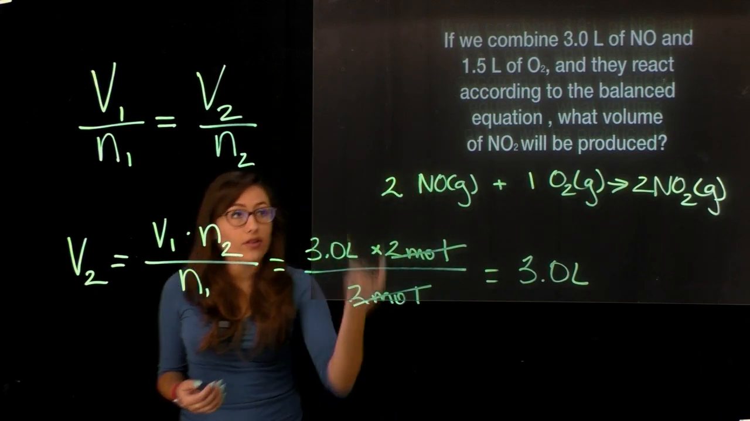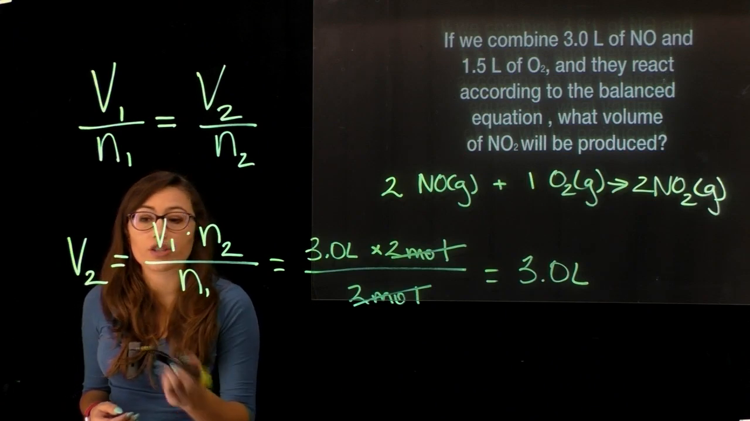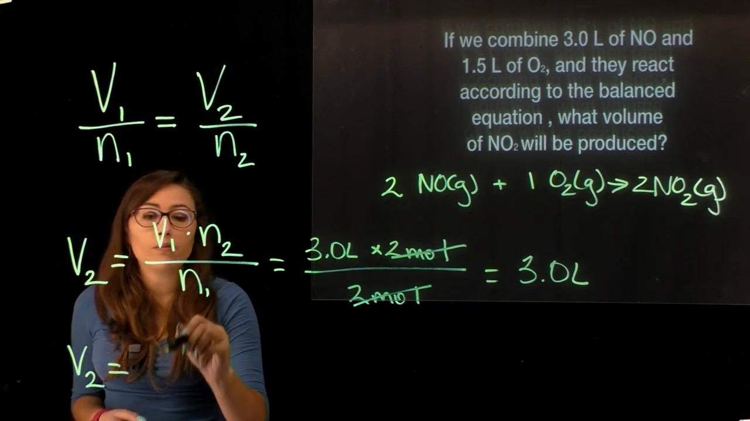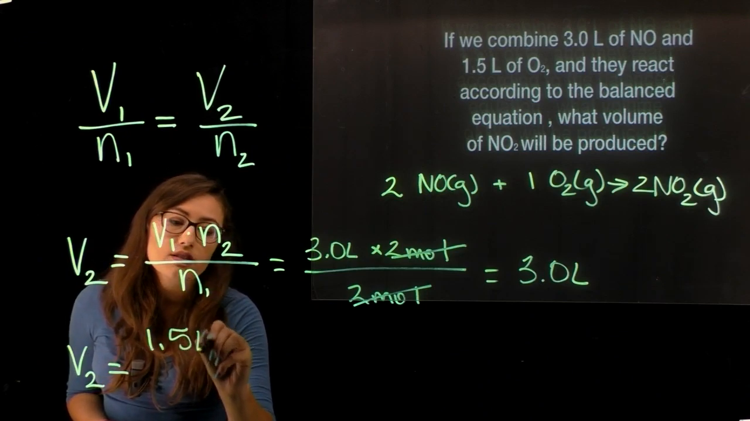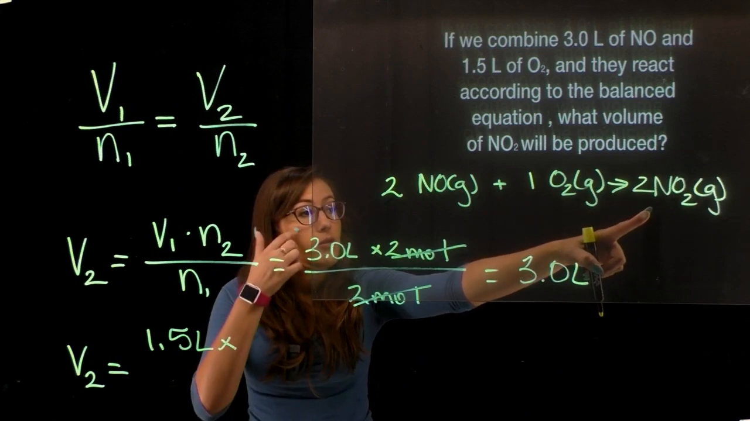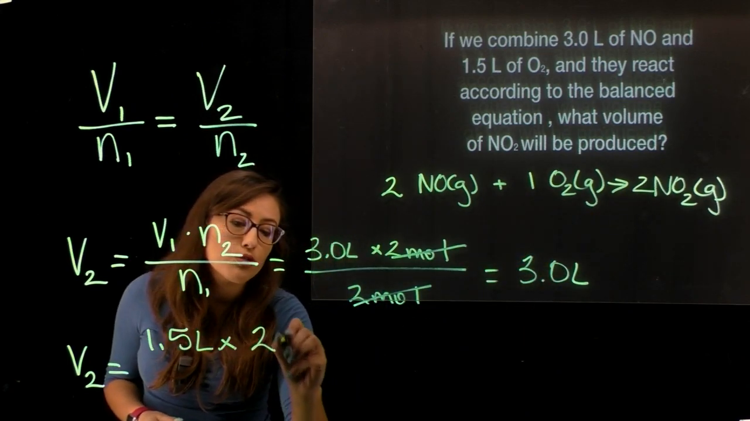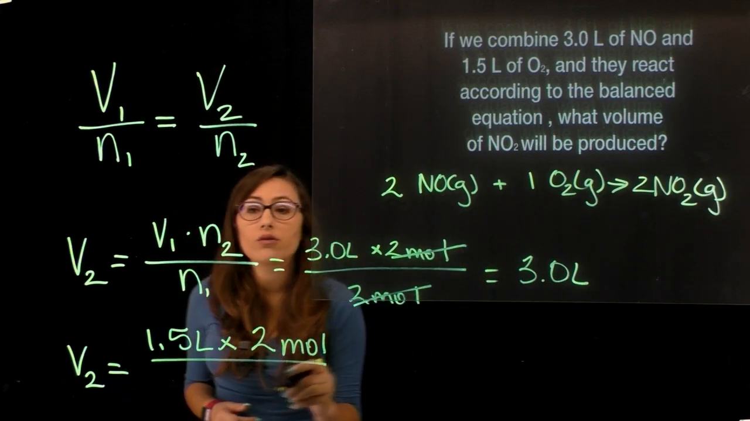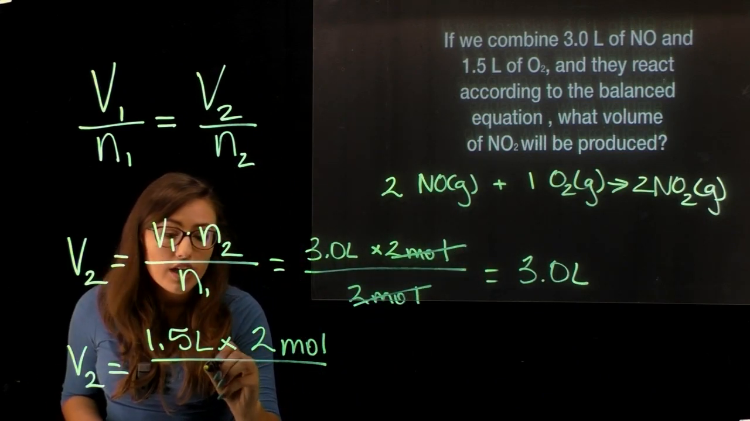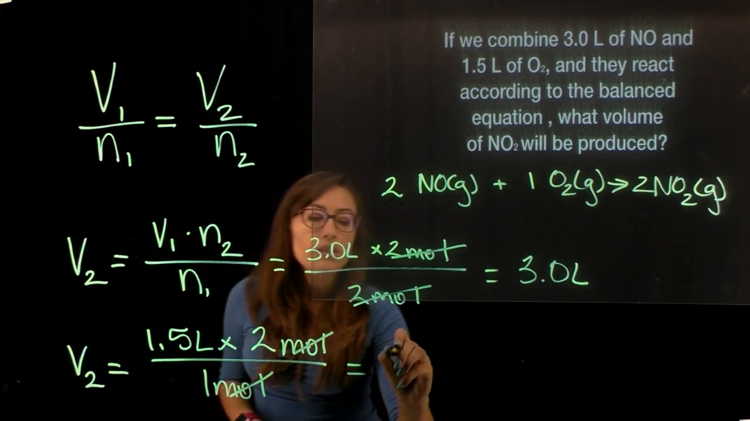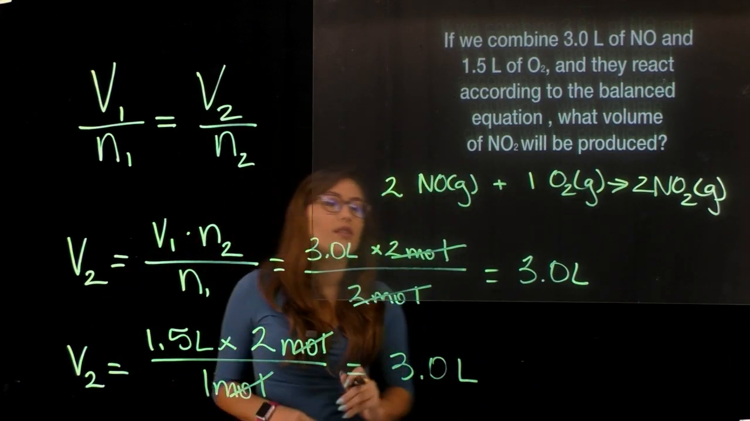Well, as I said, we could have done this in the case of oxygen as well. We could have done the same exact thing. Our initial volume would have been 1.5 liters multiplied by the final number of moles of our product, 2 moles, divided by our initial number of moles of that reactant. So oxygen has 1 mole. So mole and mole cancel out, and we'll be left with 3.0 liters.